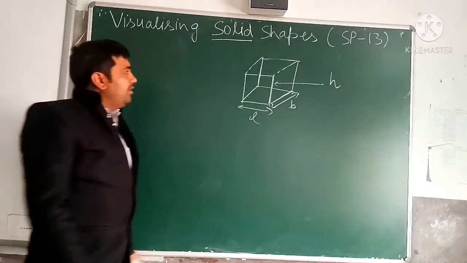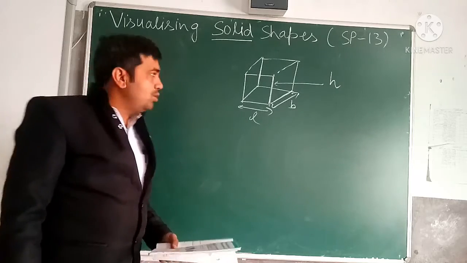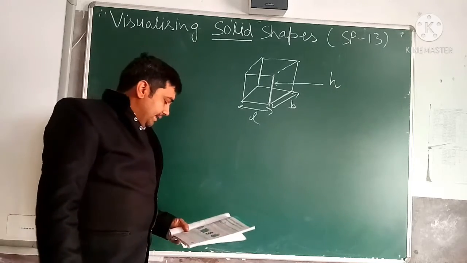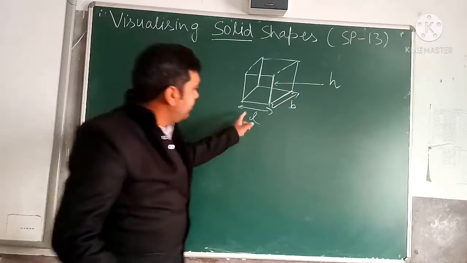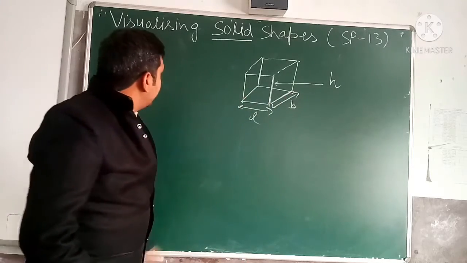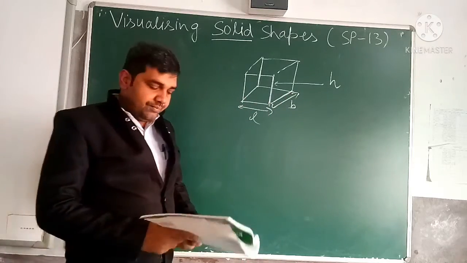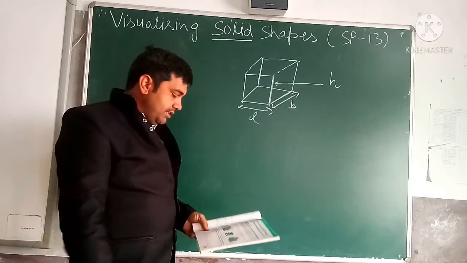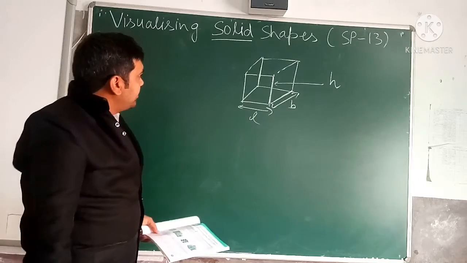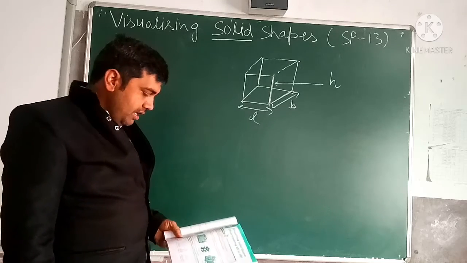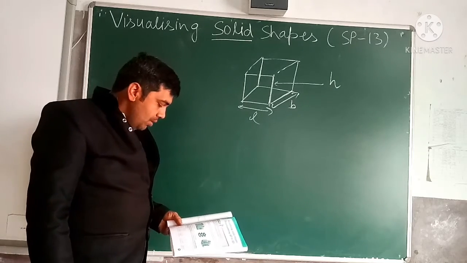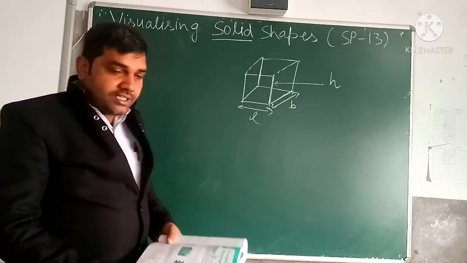So if any enclosed shape has three dimensions, length, breadth, and height, that figure is called a solid shape. That is called a solid. So a solid is an enclosed three-dimensional shape. A solid is a body which has three dimensions: length, breadth, and height. So that is the solid.